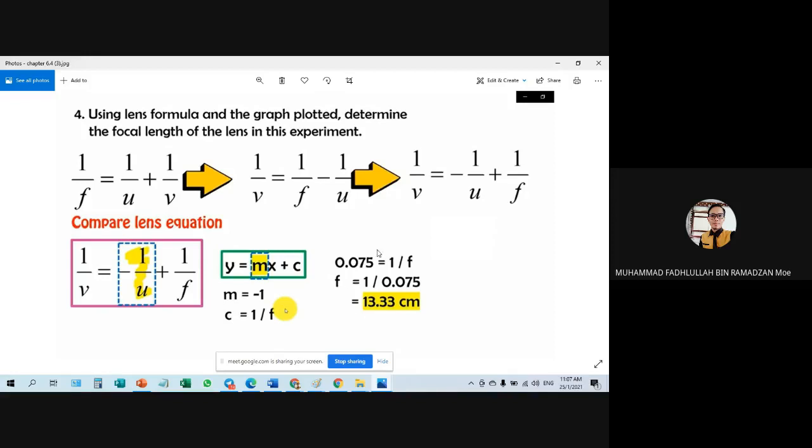So here we have applied our thin lens formula for question number 4. Okay. So conclusion: what conclusion can be made from this experiment? Check back what the aim was: to study the relationship between object distance and image distance, and then to determine the focal length of a thin lens using the lens formula. So the conclusion must include both.